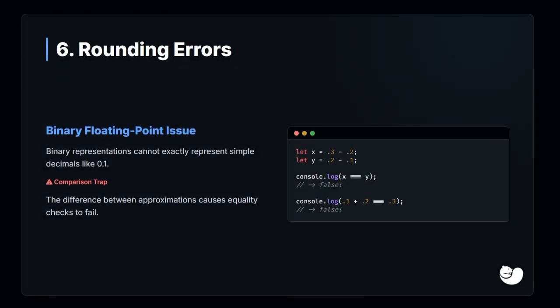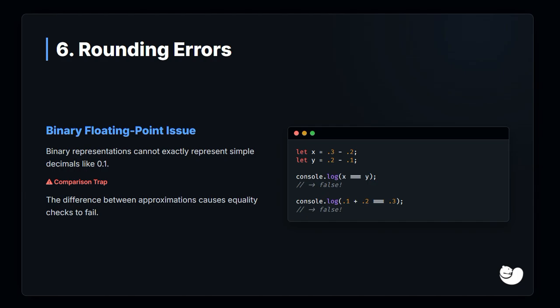Slide 7. Because computers store numbers in binary while we write them in decimal, certain fractions cannot be represented exactly. This leads to the infamous floating point rounding error, where adding 0.1 and 0.2 does not equal exactly 0.3, but rather 0.30000000000000004. This tiny discrepancy is usually negligible for general math, but it is catastrophic for equality checks.